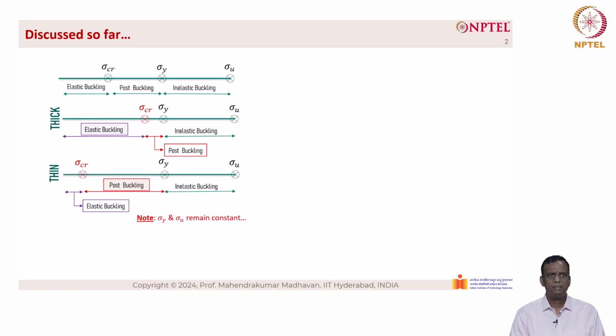If the plate is thin, then you have less elastic buckling. As you can see, the sigma critical is very close to the origin and you have more post buckling, that is between sigma critical and sigma y. There is a large distance leading to more post buckling. Now, the capacity of thin plates due to elastic buckling, sigma critical, is given as k into pi square D divided by a square, where k is the elastic buckling coefficient of the plate, D is the flexural rigidity of the plate defined as E into h cube divided by 12 into 1 minus mu square, and a is the width of the plate.